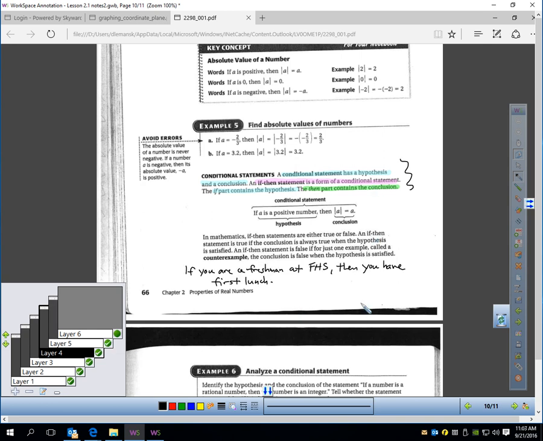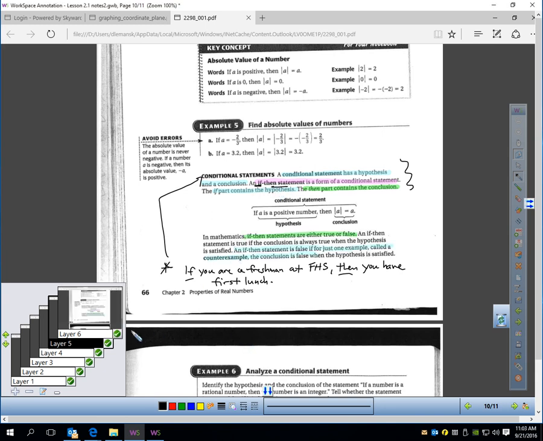Here's my example of a conditional statement. You notice it's in an if-then format. If you are a freshman at Frankenmuth High School, then you have first lunch. This statement is called a conditional statement. Do you notice it has an if-then format?